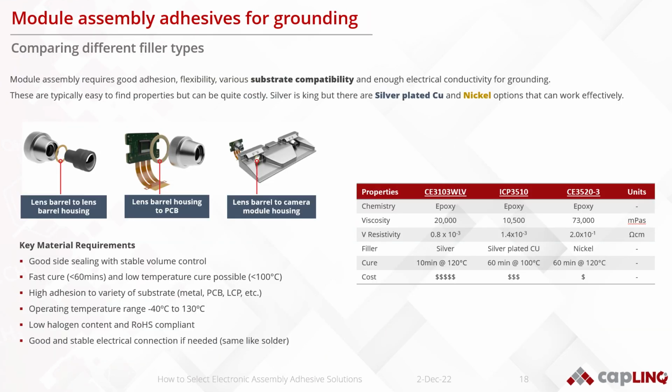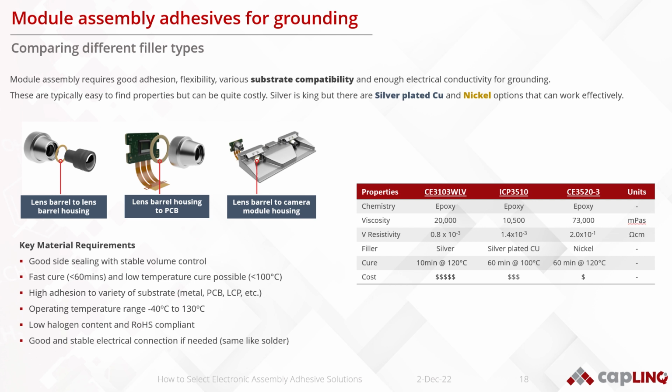If we look into a certain application where the 3103 WLV could be used, it is a grounding application, for instance, for a lens barrel to lens housing attach, or a lens barrel housing to a PCB attach, or even for a lens barrel to a camera module housing.